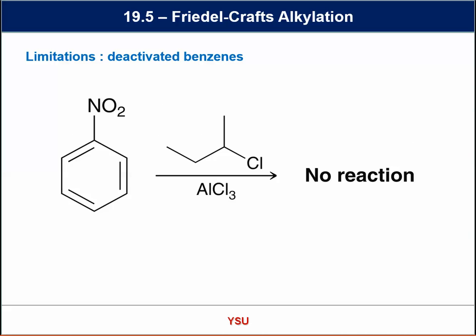Now, some problems with alkylation. If we have a nitro group, for example, on a benzene ring, that is electron withdrawing. That is going to make the benzene ring so much less reactive that it's not going to be interested in our electrophile. And so this doesn't work. If you're trying to alkylate a nitrobenzene with the Friedel-Crafts alkylation, it just isn't going to happen.